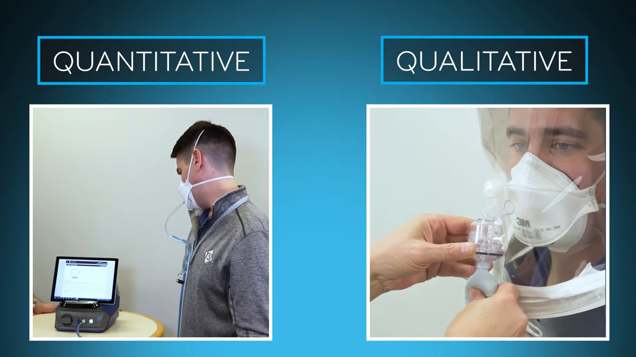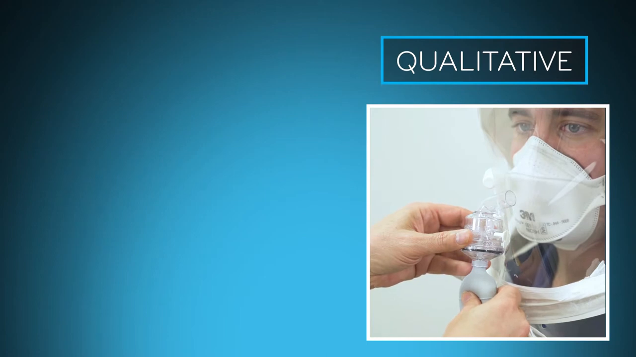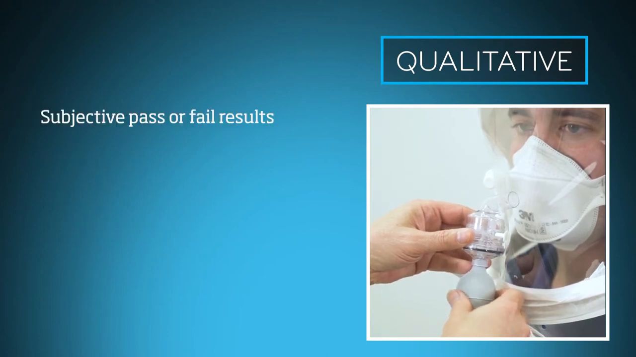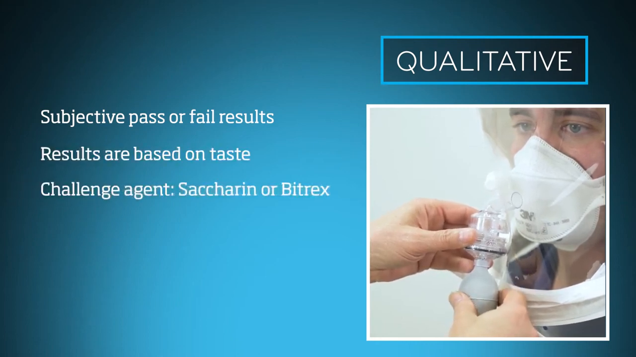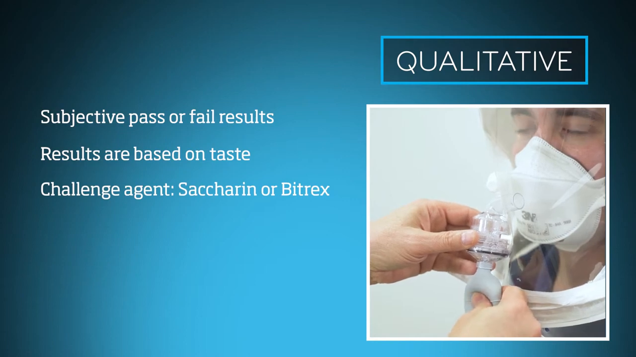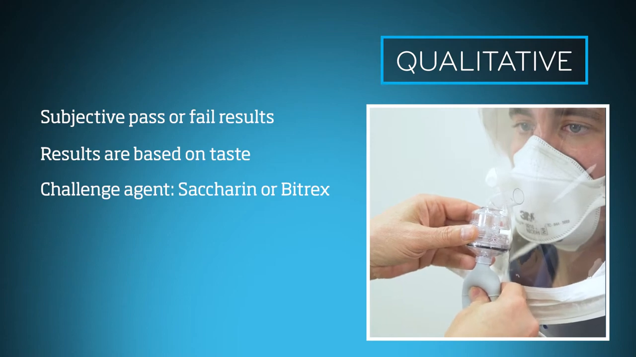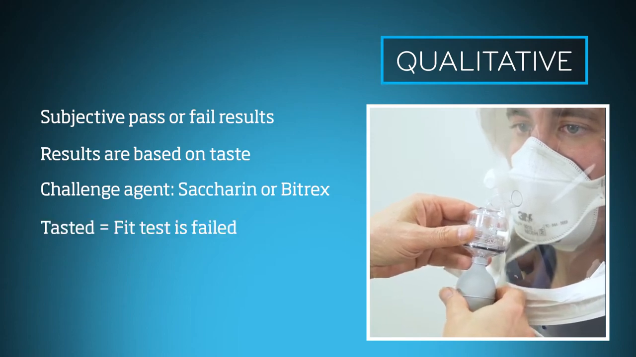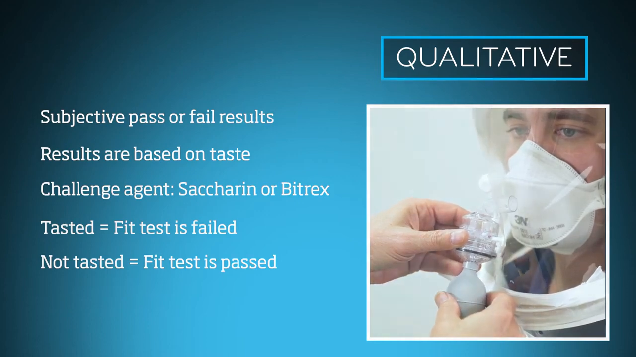Before diving into the fit test comparison, let's review a few basics on how these methods work. Qualitative fit testing is a subjective fit test method, meaning that the result is a pass or fail based on the self-reported feedback of the respirator wearer. Qualitative fit testing uses a challenge agent such as saccharin or Bitrex and the respirator wearer's sense of taste to determine if the respirator has a good fit. If the fit is poor, the respirator wearer will taste the challenge agent during testing. If at the completion of the test the challenge agent is not tasted, the test is passed.